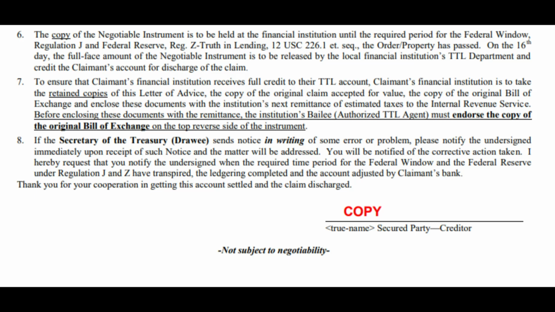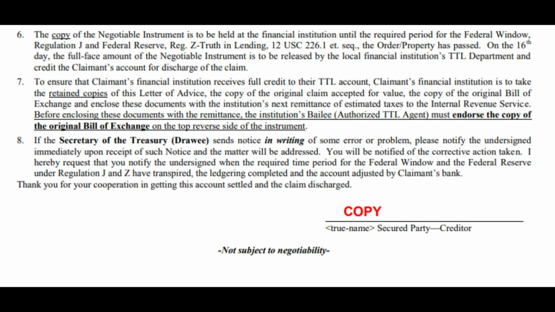So J and Z, Truth in Lending, 12 USC. The order property has passed. On the 16th day, the full face amount of the negotiable instrument is to be released by the local financial institution's TTL department and credit the claimant's account for the discharge of the claim. 7, to ensure the claimant's financial institution receives full credit to their TTL account, which they will get by FedWire transfer, okay?